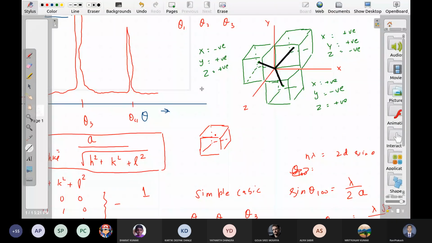Okay. So the BCC cell looks like this. It is some kind of deformed version of the unit cell. So the angles here are not 90 degrees. So what is the corresponding interplanar spacing? Obviously this formula will not work.